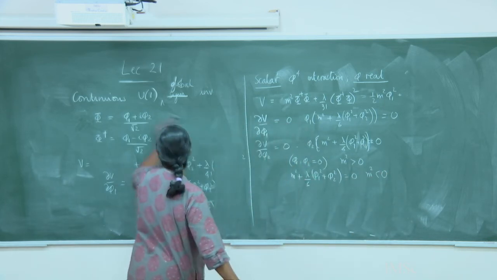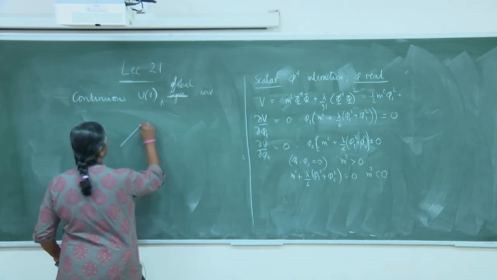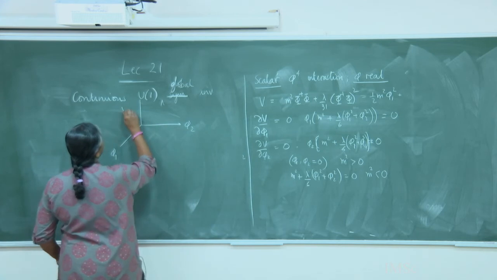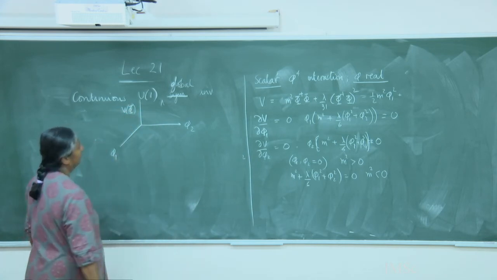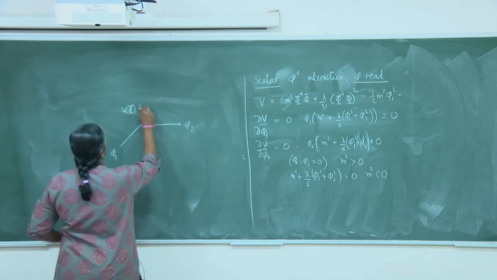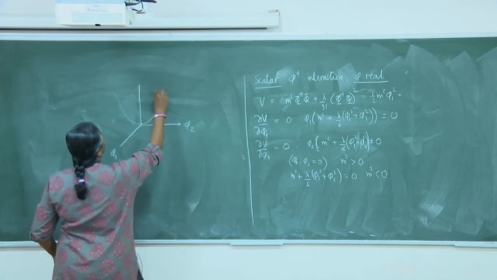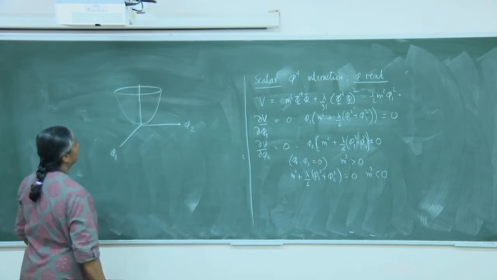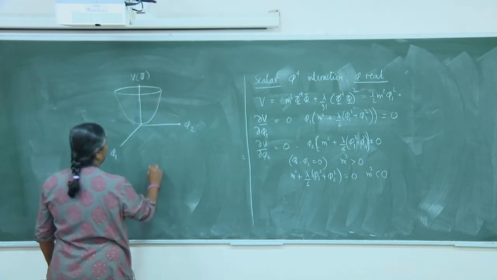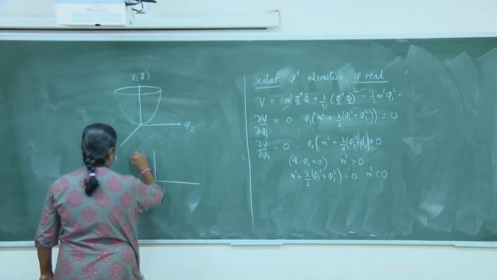So now let me draw the diagram. I am very bad at these 3D diagrams, so let me just try to write. So this is phi 1, this is phi 2, and this is V of phi, or V of phi 1, phi 2. So if you had m squared greater than 0, you would have got just this, right? And if I have m squared less than 0, then, okay, I will try to draw something.